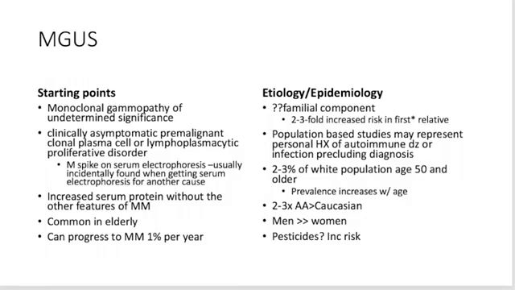But we won't have any clinical features of multiple myeloma, and I'm going to talk about what those clinical features are in a minute. MGUS is common in the elderly, and it can progress to MM.